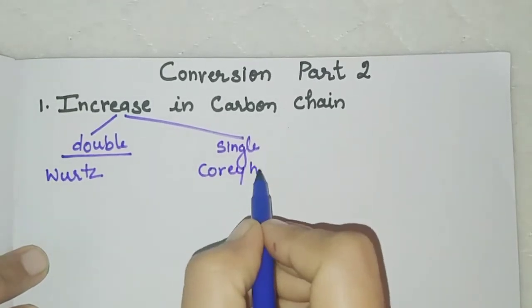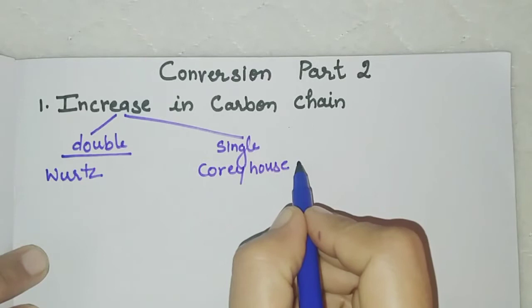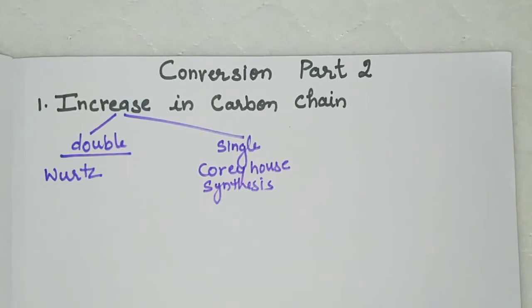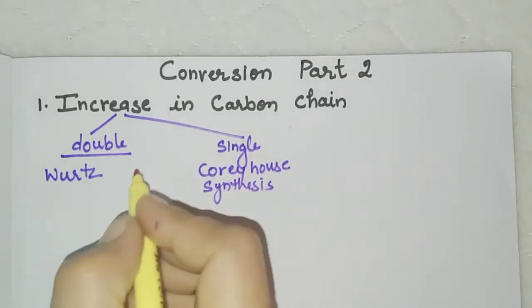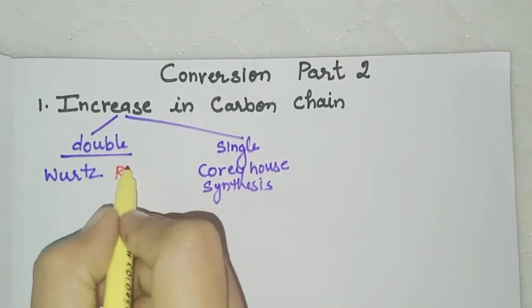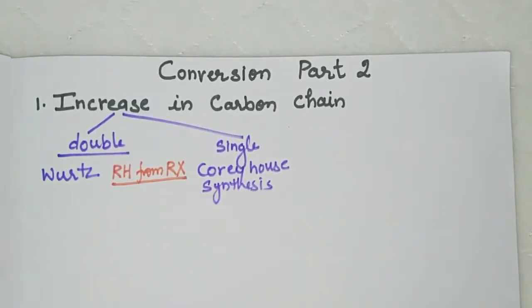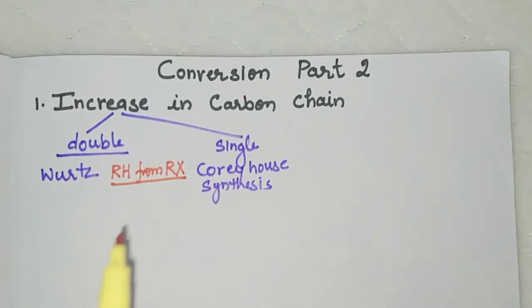Corey-House synthesis reaction. In this Wood's reaction, as well as this Corey-House synthesis, they both are methods of preparation of alkane from alkyl halide. What they are doing is making an alkane from an alkyl halide. This is the function of both these reactions.